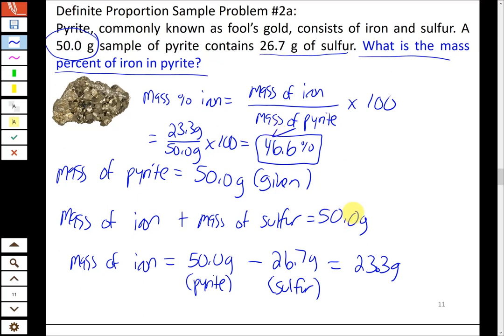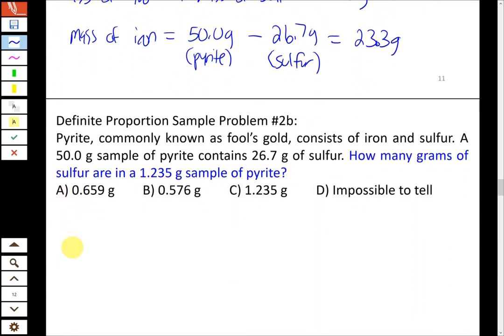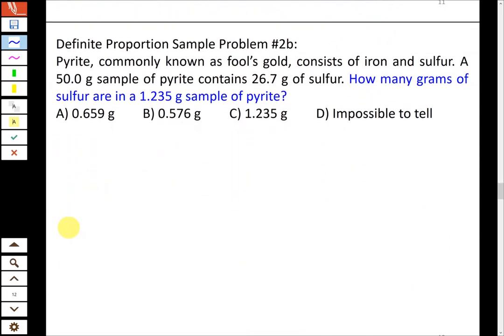So that's a pretty classic math percent problem, and again it's the numerical concept that's most related to definite proportion. All right, now the other one we have is a little bit more advanced, and it's going to show you another way of approaching that, where we can use this concept. So here we have the same substance, pyrite. We know that 50 grams contains 26.7 grams of sulfur, same given information as the last problem, but this time we're asking how many grams of sulfur are in a 1.235 gram sample of pyrite.